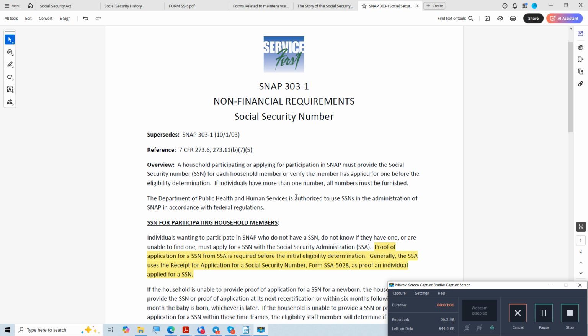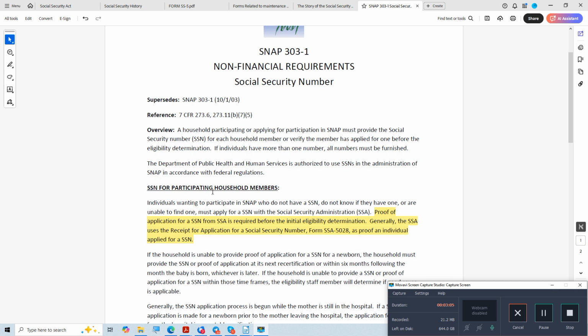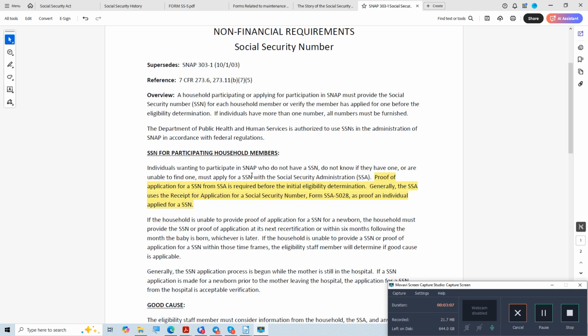They would tell you, this is under the SNAP program, right, that it's talking about. You have to have an SSN for participating household member. Individuals who want to participate in SNAP who do not have an SSN, do not know if they have one, or are unable to find one, must apply for an SSN with the Social Security Administration. Proof of application for an SSN from SSA is required before initial eligibility determinations.